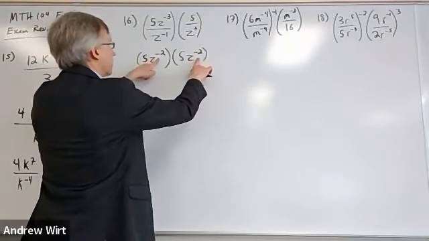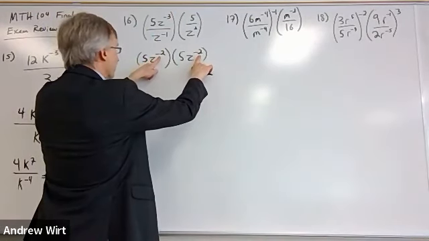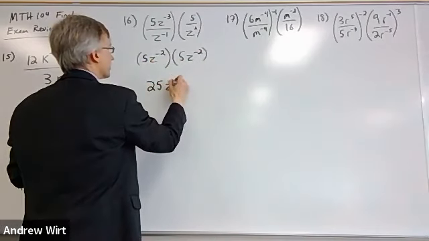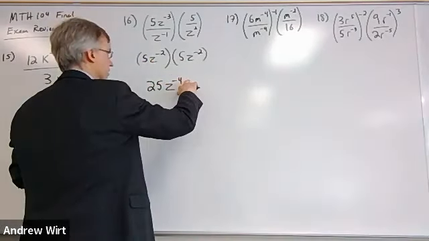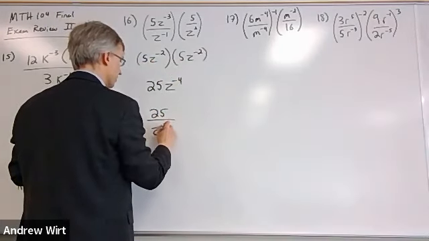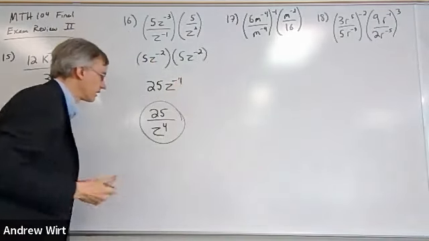Now we've got product rule. So we'll add these exponents to get -4. 5 times 5 is 25. So it's 25z to the -4th power. And to simplify, this goes in the denominator. And we get 25z to the 4th. Make sure when you move that to the denominator, you change the sign on the exponent.